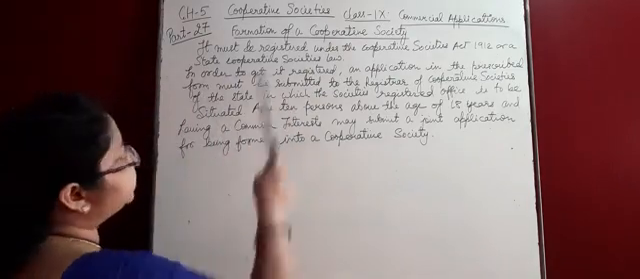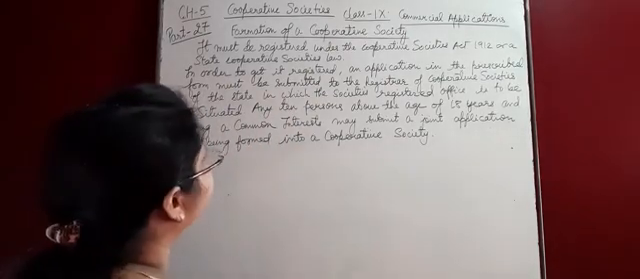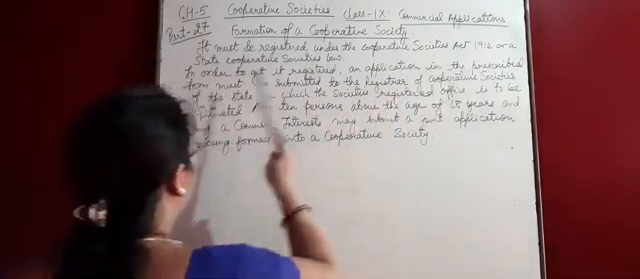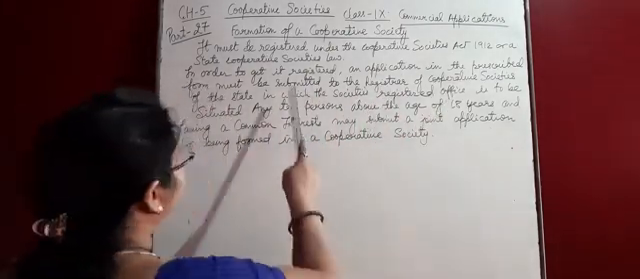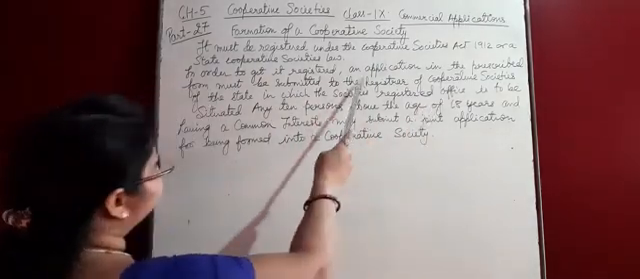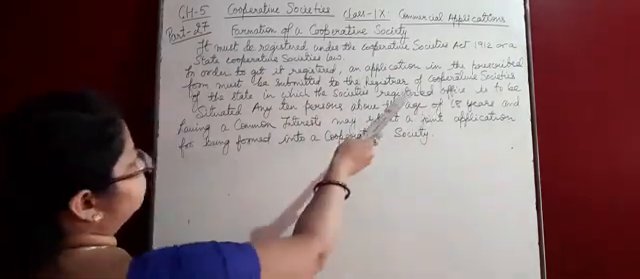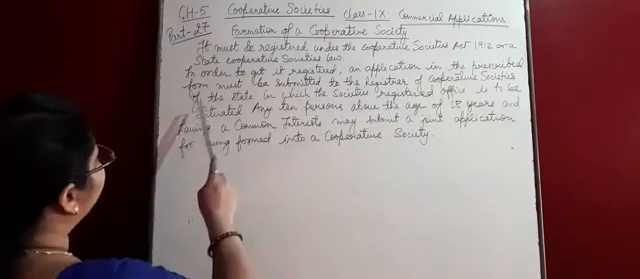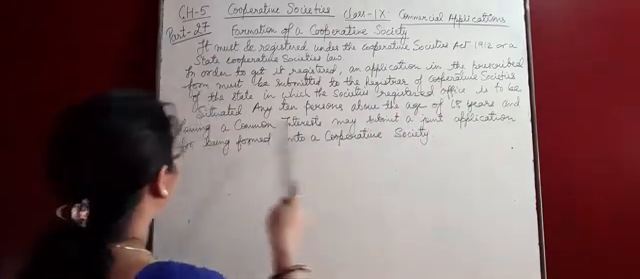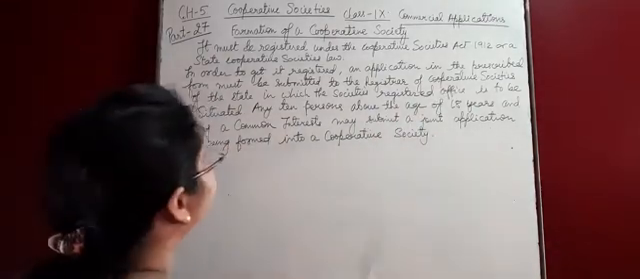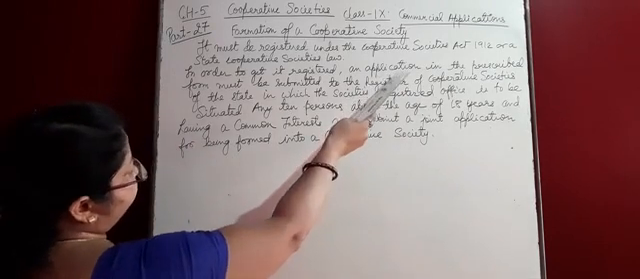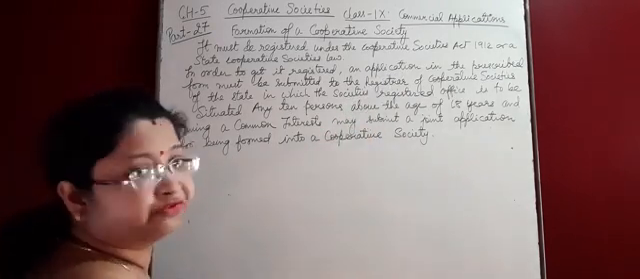In order to get it registered, what are the formalities we have to do? An application in the prescribed form must be submitted to the registrar of the cooperative society, the registrar of the state in which the society's registered office is to be situated. Okay, we just have to give an application in the prescribed form.